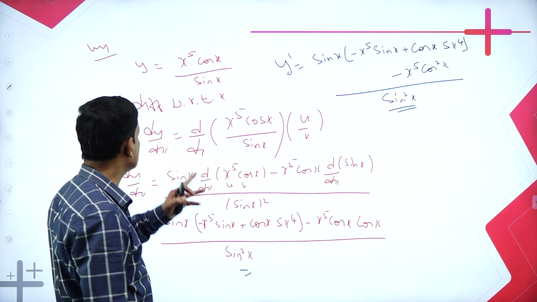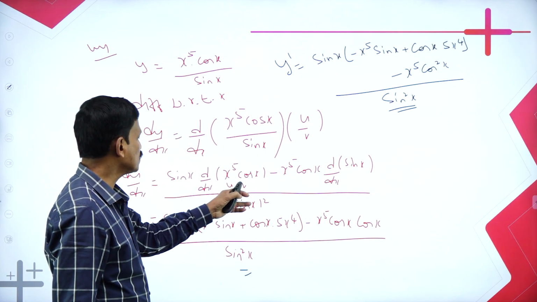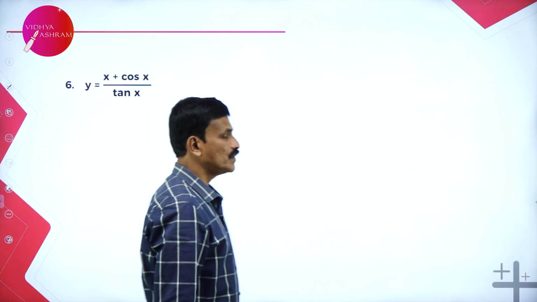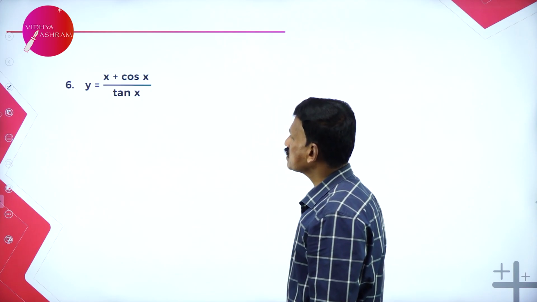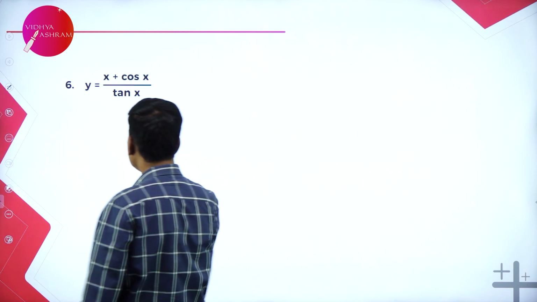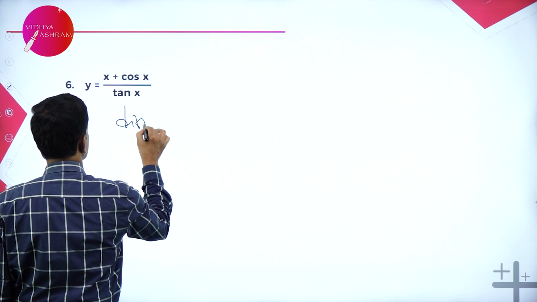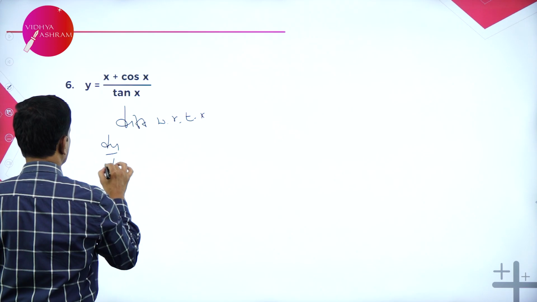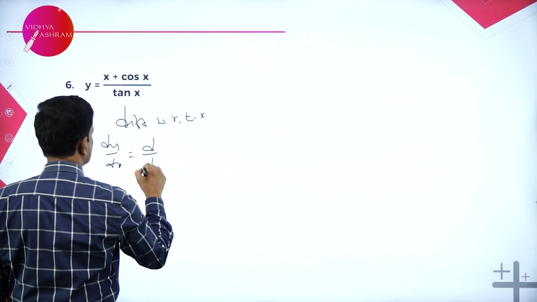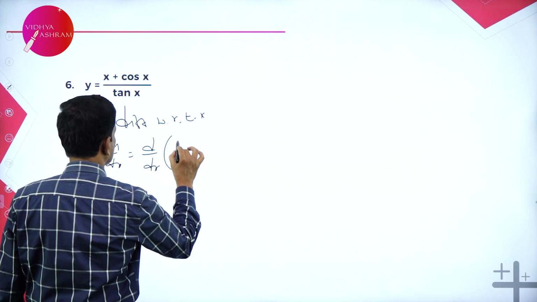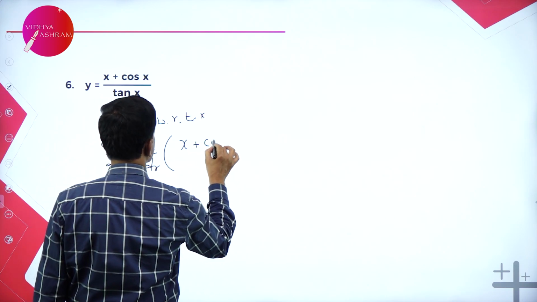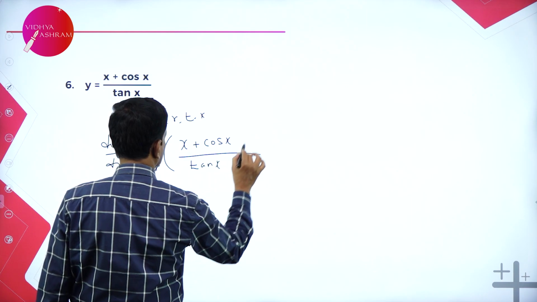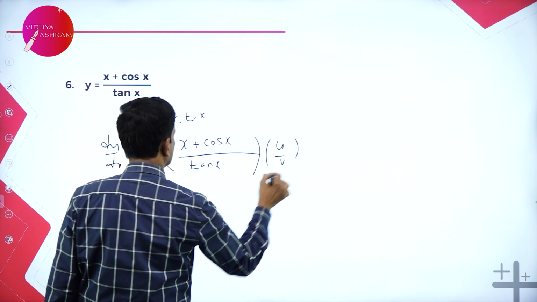So the important point here is that both the u by v as well as the uv method we are going to apply. Now move on to the next problem. So if y is equal to x plus cos x divided by tan x, differentiating with respect to x, dy by dx is equal to d by dx of x plus cos x divided by tan x. So, this is the u by v method.